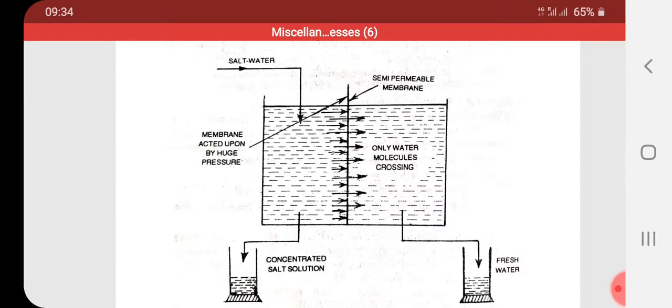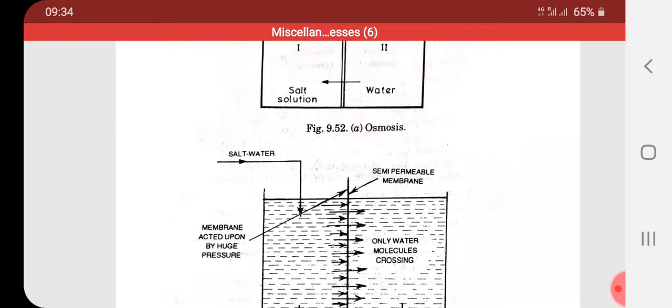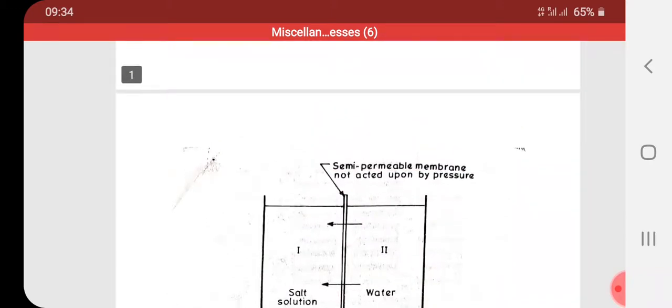The membrane is designed in such a way that it will allow only water to pass through the membrane, not the salt. So dissolved solids are not allowed, only water is allowed to pass through this membrane. Such a membrane is specifically prepared and is used in reverse osmosis. So I think you have clearly understood what reverse osmosis is.